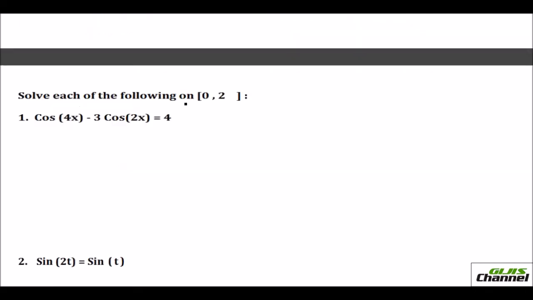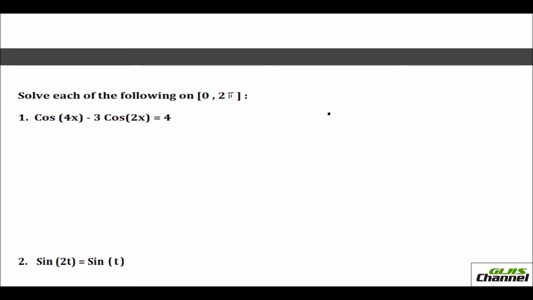Solve each of the following on 0 to 2 pi. Okay, so your angle should be somewhere between 0 to 2 pi. Okay, 2 pi is 360 degrees. We have to find what x is, what the variable is. Now here they say cos 4x minus 3 cos 2x equals 4.